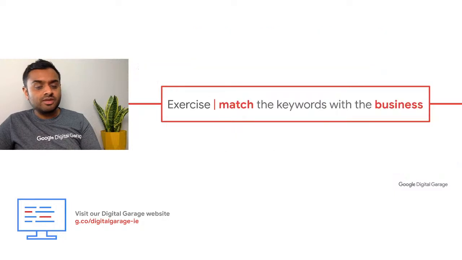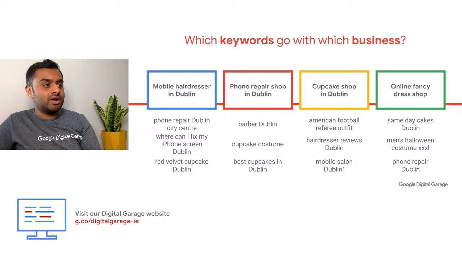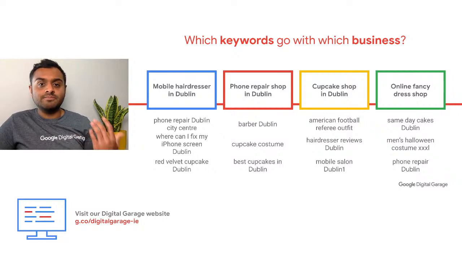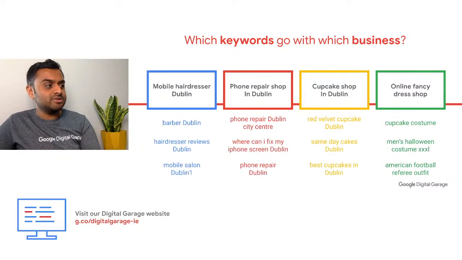So if we match some keywords with businesses here, we've got a row of businesses. We've got a mobile hairdresser in Dublin, a phone repair shop in Dublin, a cupcake shop in Dublin, and then just to be different, we've got an online fancy dress shop, which is not location dependent. And below that, we've got a selection of keywords. So if I put these all in order here, with the mobile hairdresser, we could be found for Barber Dublin.